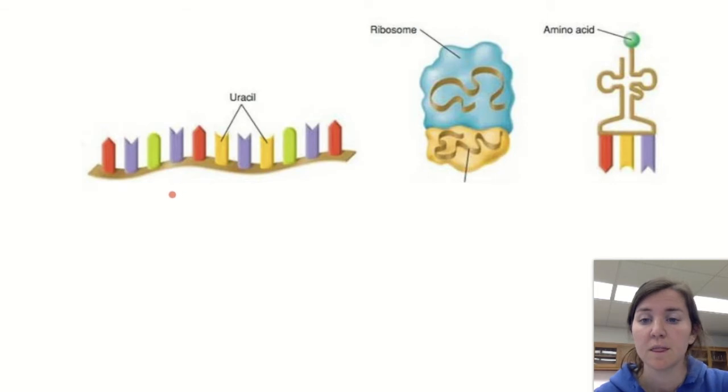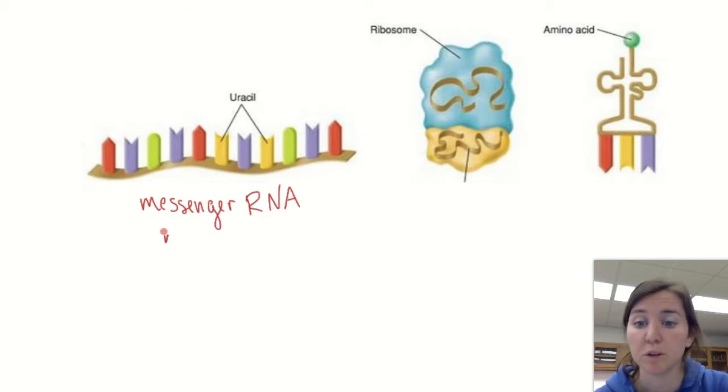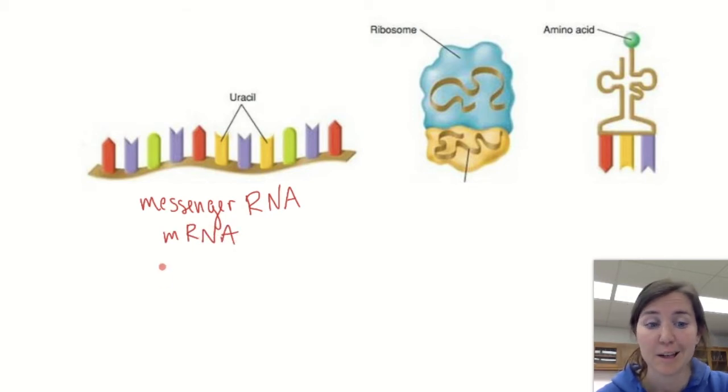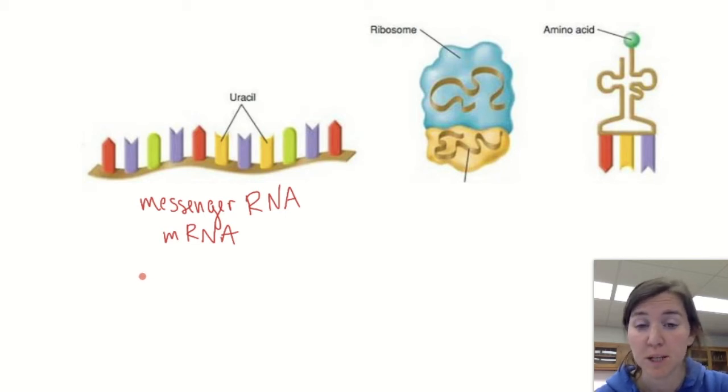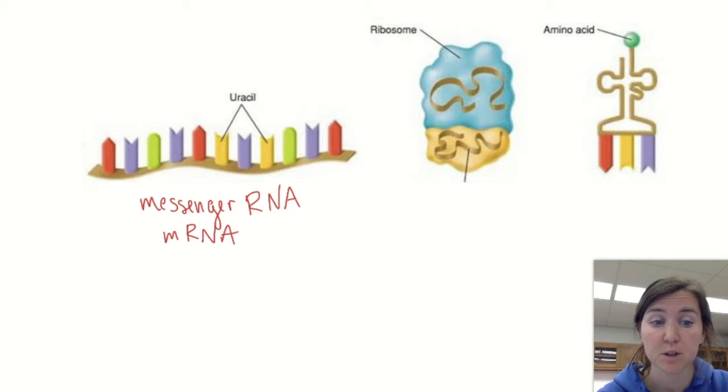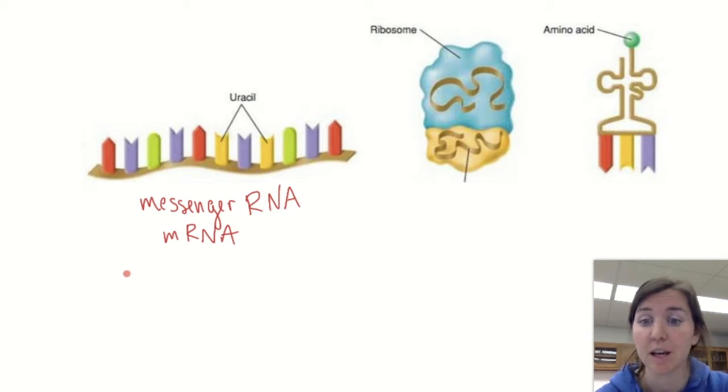So the first type of RNA is called messenger RNA, or sometimes we will abbreviate this mRNA. What this does is it carries instructions from DNA to other parts of the cell. So as you're filling in your table, that's what you can put. This carries instructions from DNA to other parts of the cell. So that's the first type of RNA.